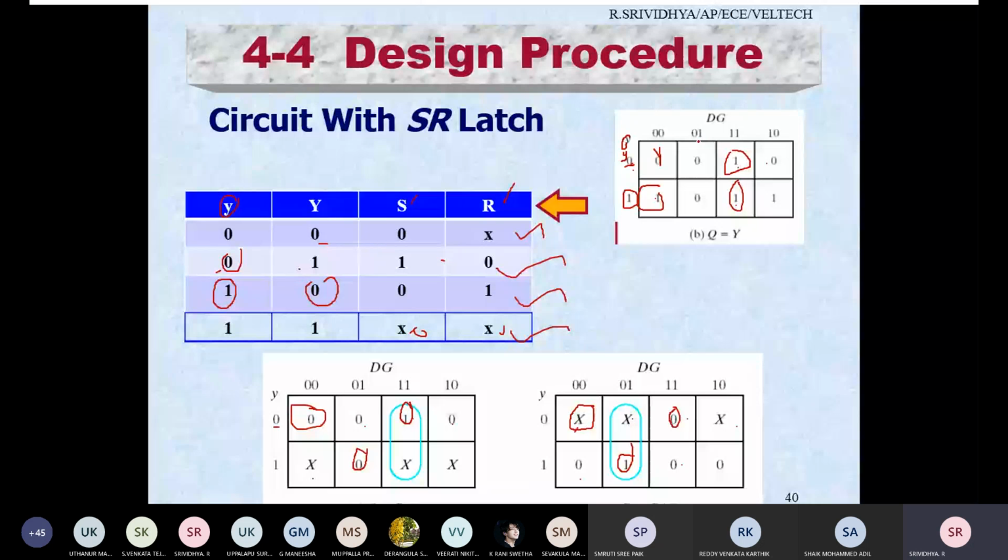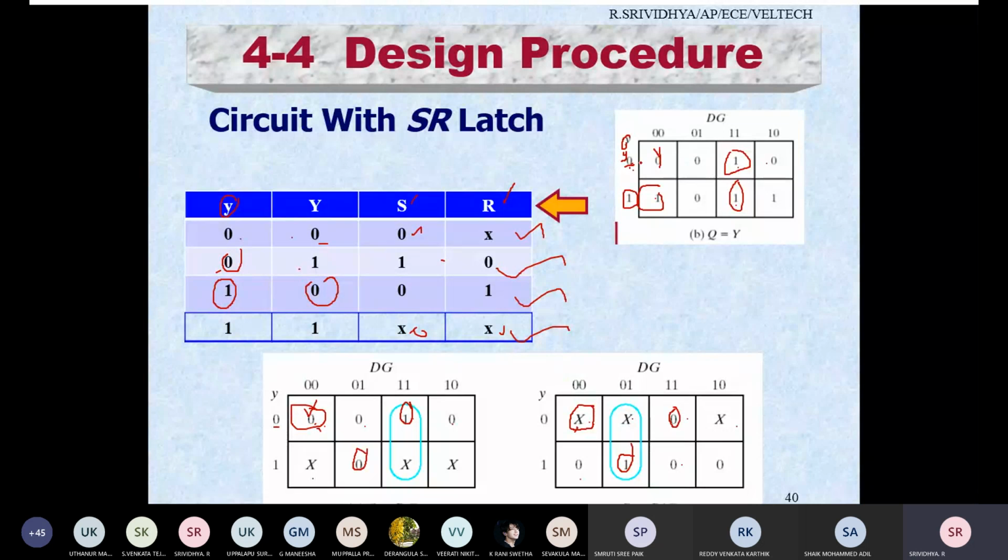So now this is your SR excitation table. What I'm telling is, in this combination small y is equal to 0 and capital Y is equal to 0. If you look at this table it is 0 and 0. So for your S K-map it should be 0, and for your R K-map it should be X. So for this particular box, it is 0 and 0, so it is 0 and X.